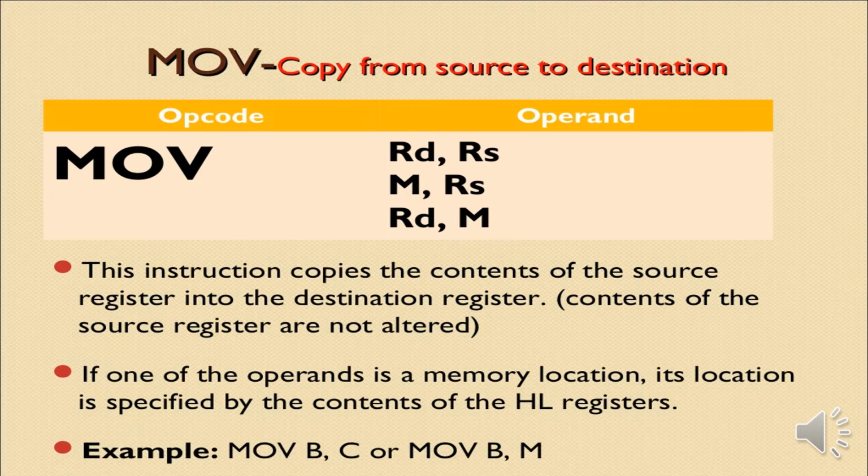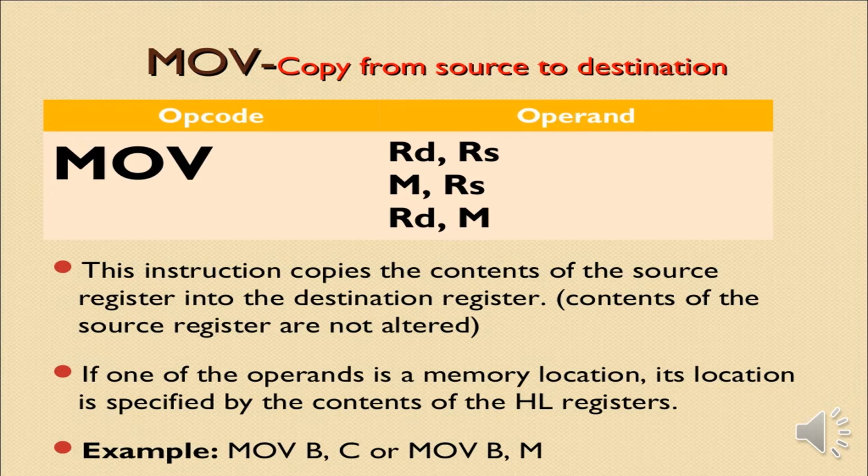Another one, MOV Rd, M. The memory content, pointed to by the HL register, is transferred into the Rd register. The Rd register may be the accumulator A register, or it may be the B register. So the move instruction copies the content of the source register into the destination register, or copies the memory content into the destination register, or copies the source register into the memory location.